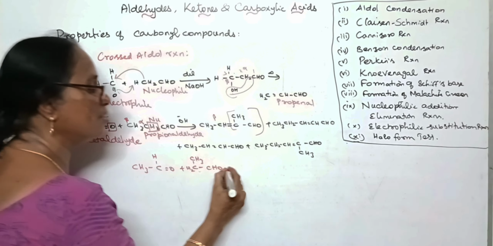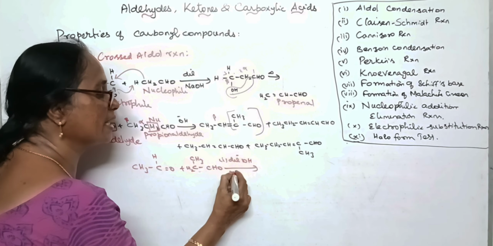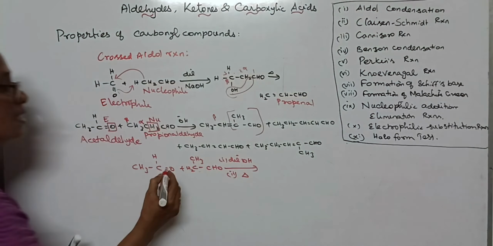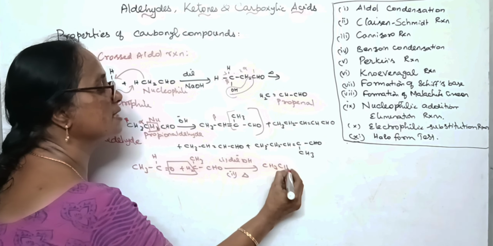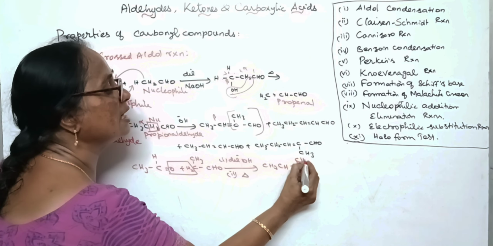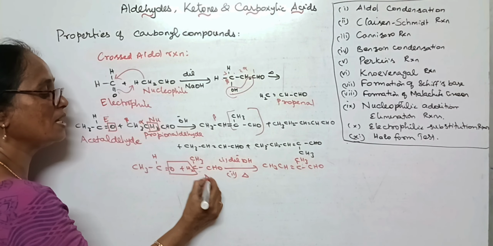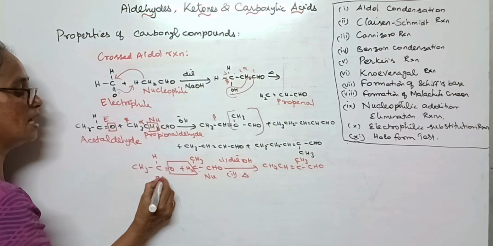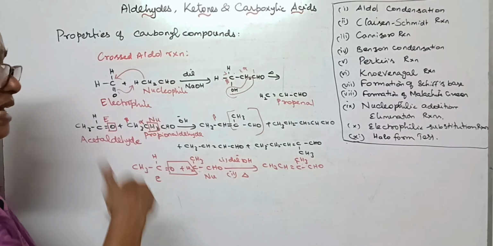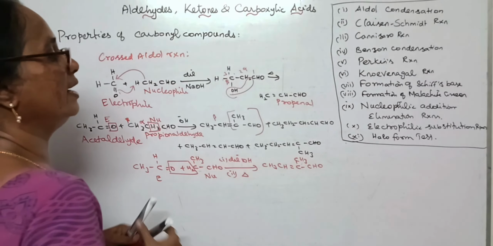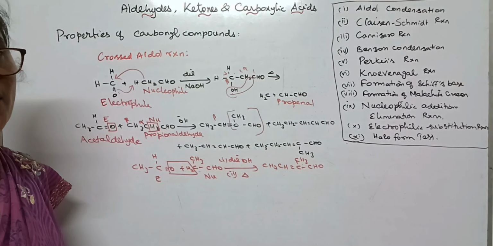I can write the first step with dilute NaOH and the second step is heating. See that I can remove a molecule of water. So my product is CH3CH=C(CH3)CHO. In this case, propanaldehyde is nucleophile and acetaldehyde is electrophile. So this product is formed. The next product: here acetaldehyde is behaving as nucleophile and propanaldehyde is behaving as electrophile.